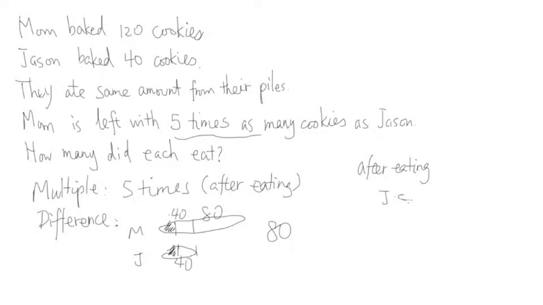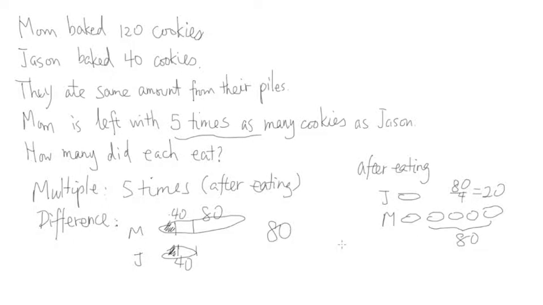Jason has 1 bar left, and Mom has 5 times as many. So that's your 5 bars. And the difference is 4 bars. And these 4 bars will be my difference, which is 80. So this 1 bar is 80 divided by 4 equals 20.